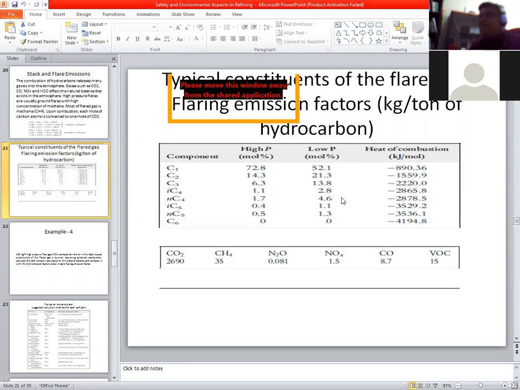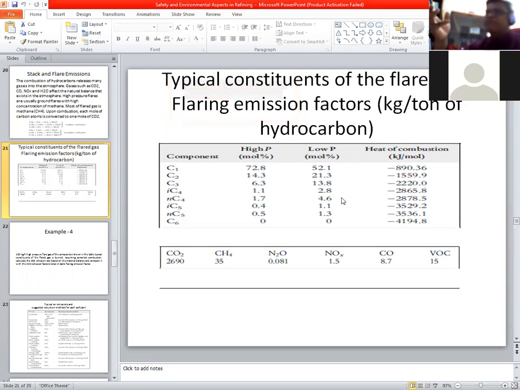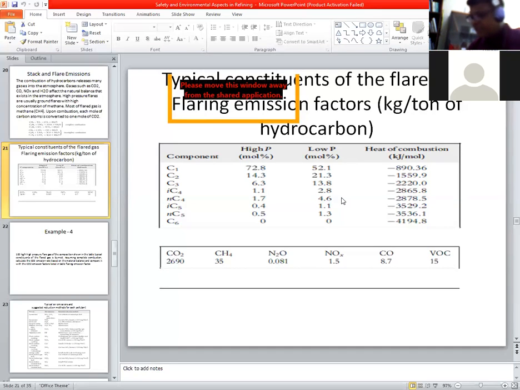Definitely, if you know the emission factor, if you know the flow rate, we can directly calculate the emission rate. That is easy. But if you know the molar percentage, first you have to calculate the total molecular weight of the gases. Then in those gases, how much carbon dioxide is there? So carbon dioxide you have to calculate. So I think it is clear to you. Is it clear, class?